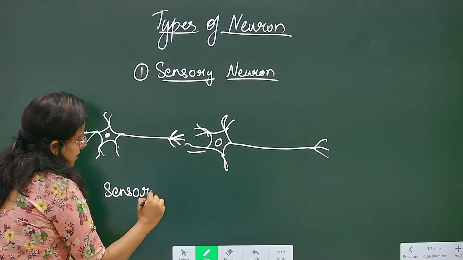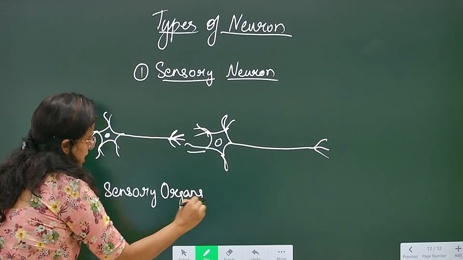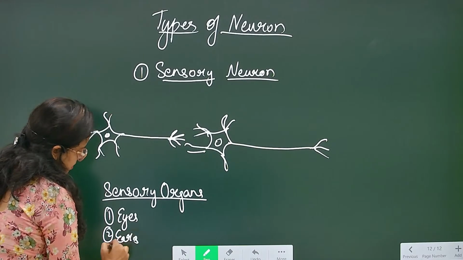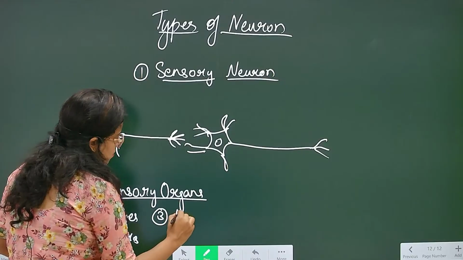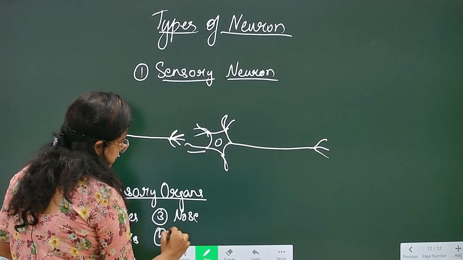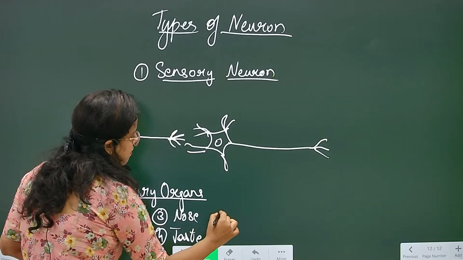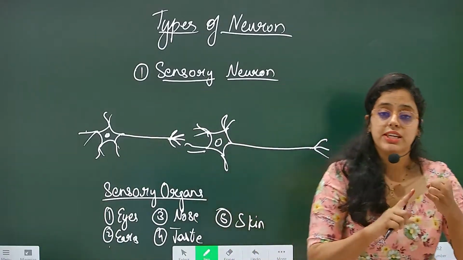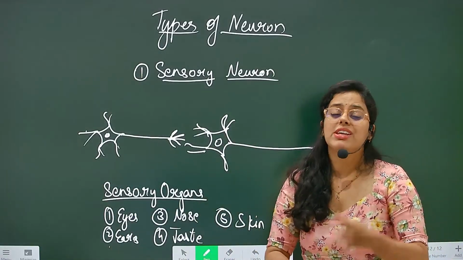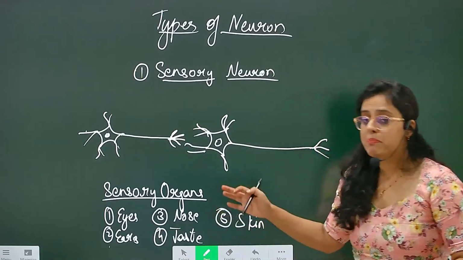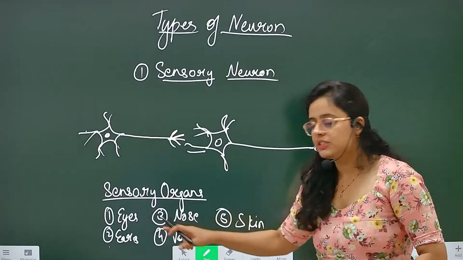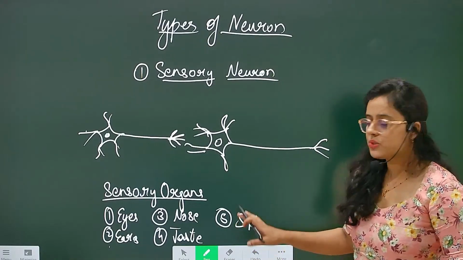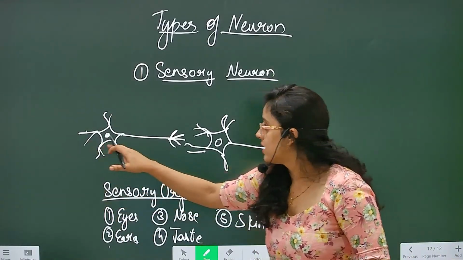What are the sensory organs that we have? We have 5 sensory organs: first eyes, second ears for hearing, third nose, olfactory, fourth taste, gustatory, and fifth one is touch, skin. So through these 5 senses we can feel heat, touch, cold, pressure, and pain. All this because of these 5 senses we have: eyes, nose, ears, taste, and skin touch. Okay, so these sensory organs consist of sensory neurons.